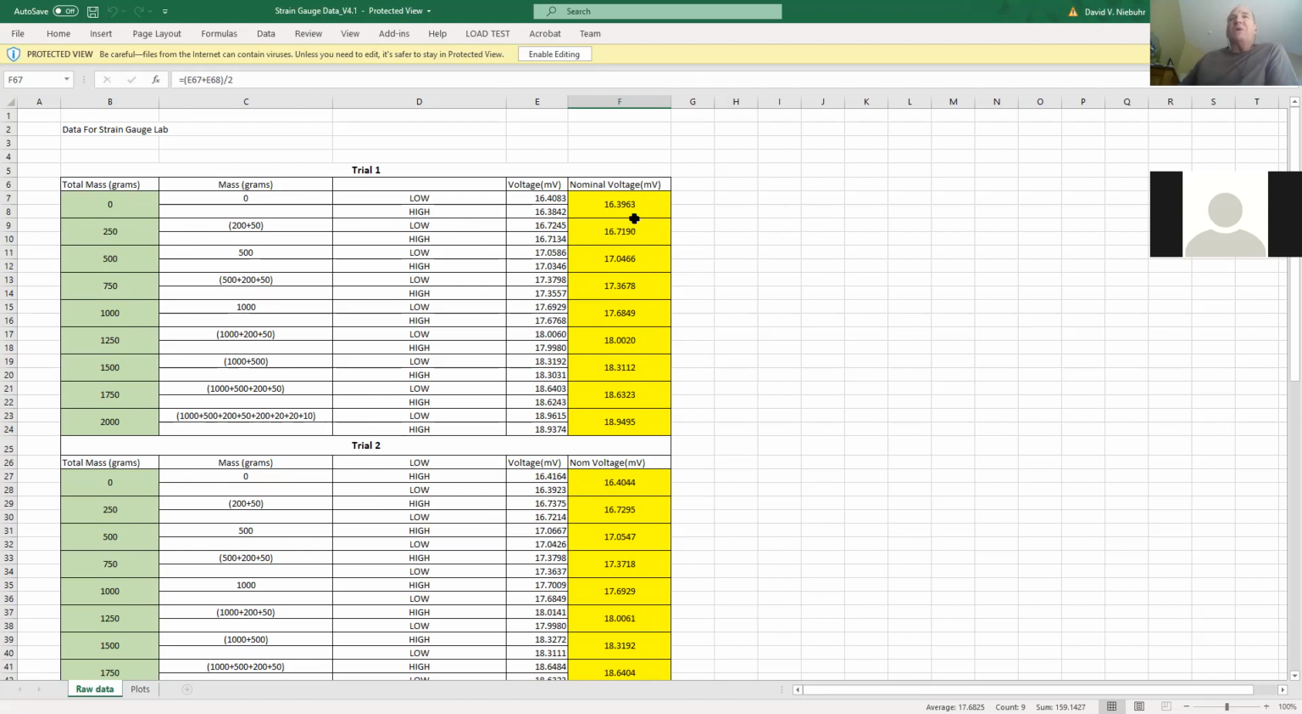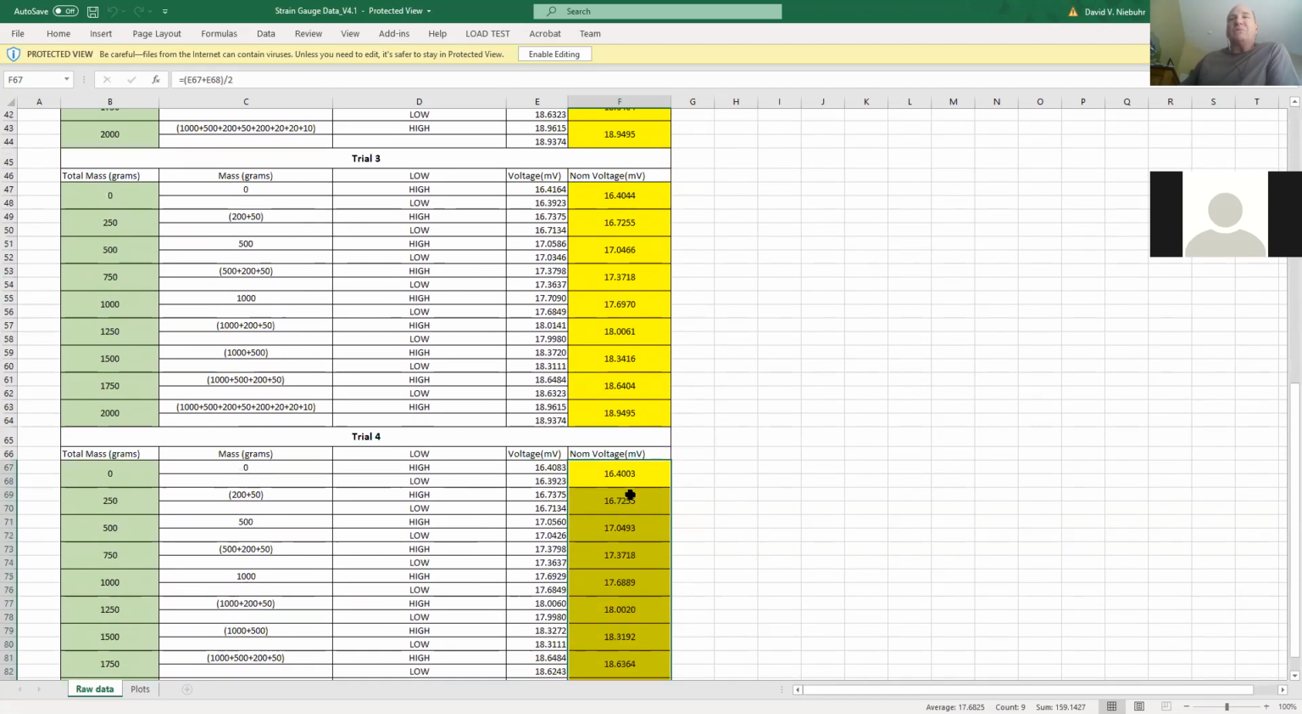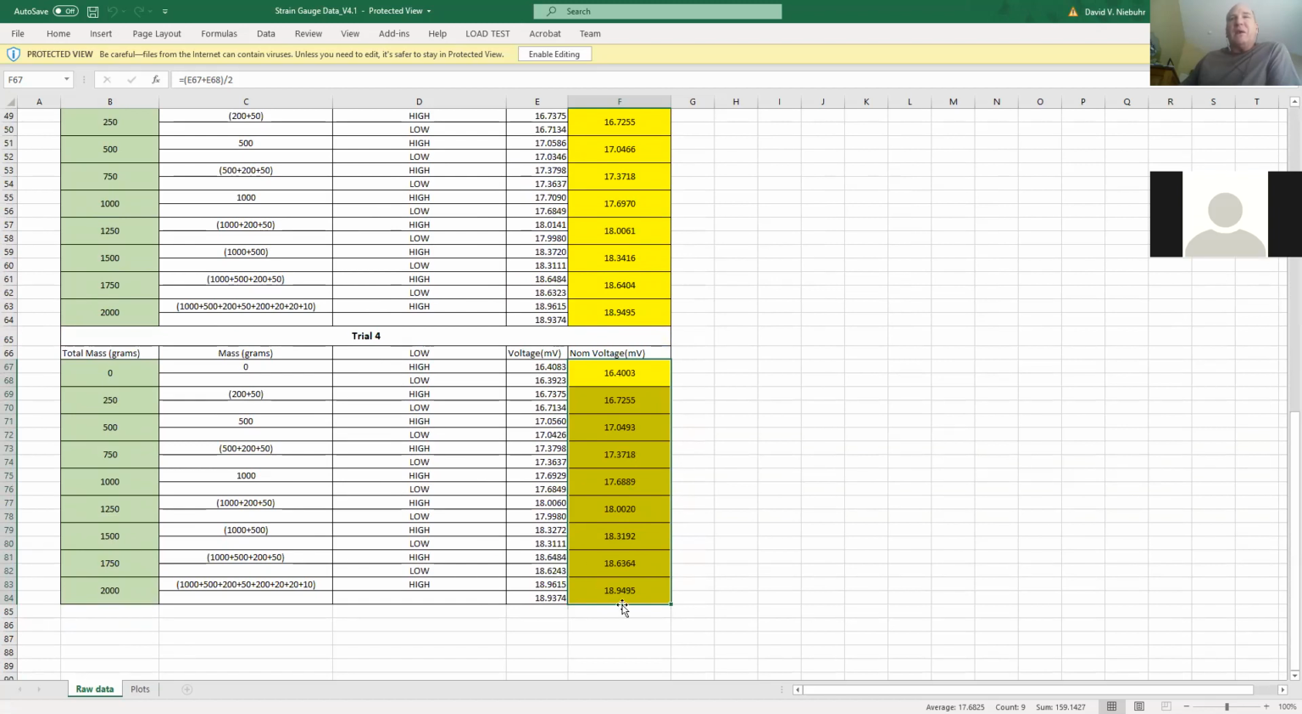And that has to do with the baseline of the strain gauge, the way it's designed. So your curve isn't going to go to 0, but you should get a nice linear curve with this at the bottom and going up to roughly 18.9 at the top.